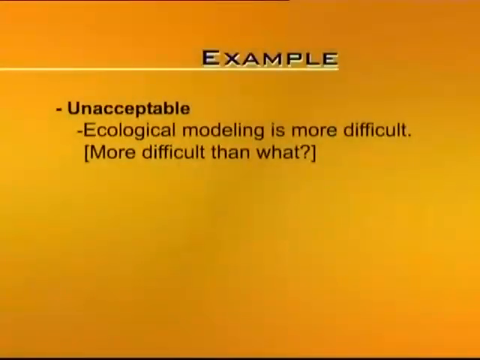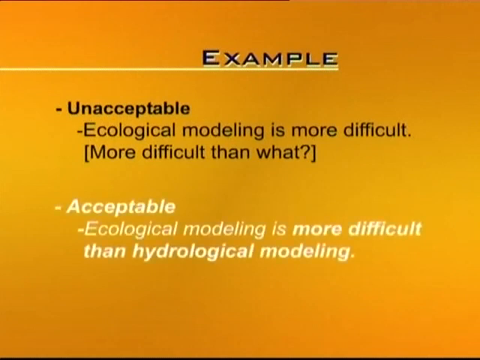अगर दोनों आइटम्स इंक्लूडेड नहीं होंगे तो आपका जो कंपैरिजन है वो इनकम्प्लीट होगा. If you leave out the main item being compared with, the reader will not understand your intended meaning. For example, it would be unacceptable to say ecological modeling is more difficult. More difficult than what? आपने इस चीज़ की तो वजाहत की ही नहीं है कि किस चीज़ से ज़्यादा मुश्किल है. It would be acceptable to say ecological modeling is more difficult than hydrological modeling. अब यहाँ आप comparison दे रहे हैं दोनों किस्म की modeling का.